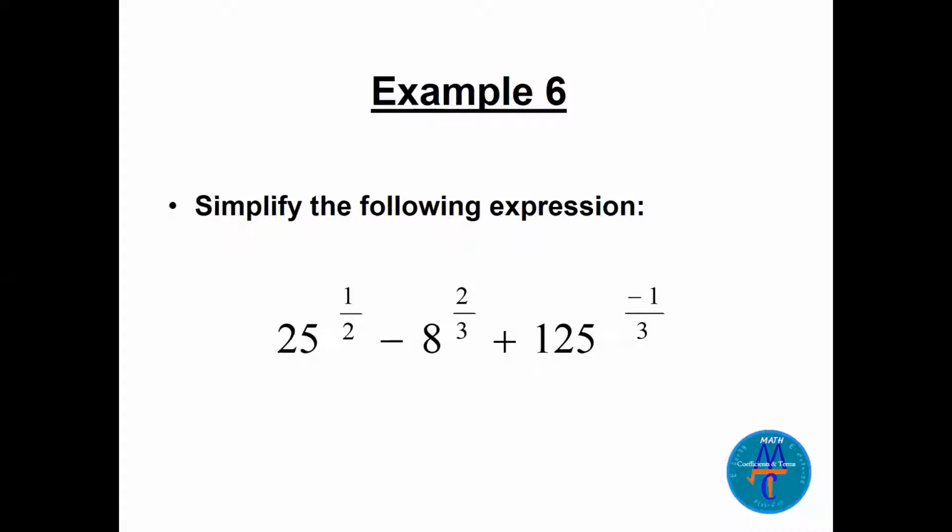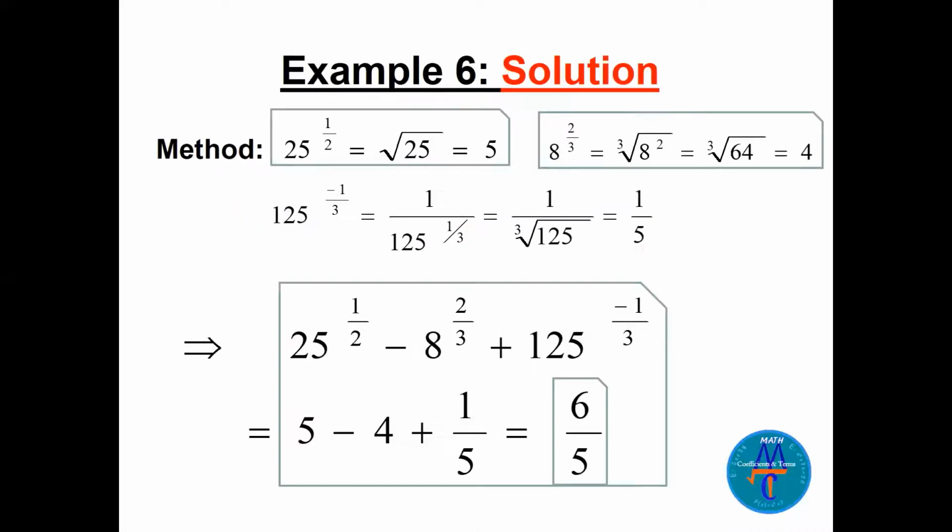Okay, I think you have finished now. You tried. Let's see the answer. The final answer you should get is 6 over 5. Let's see in details. 25 to the power half is simply the square root of 25, which is 5. 8 to the power 2 over 3 is the cube root of 8 squared. 8 squared is 64, so the cube root of 64 is 4. So the first number 5, you see, minus the second number 4.